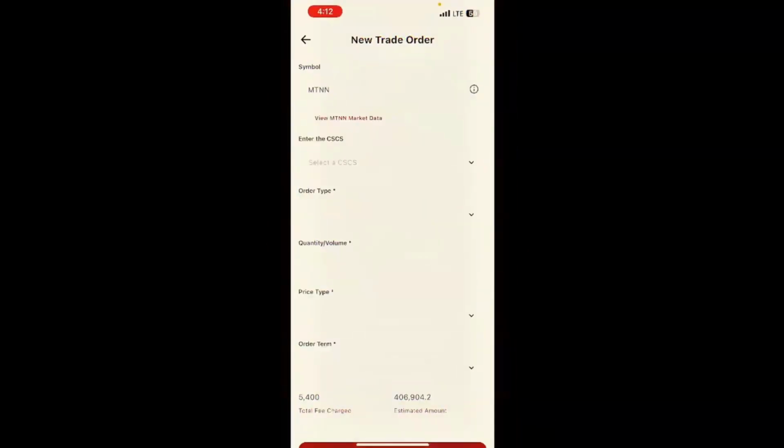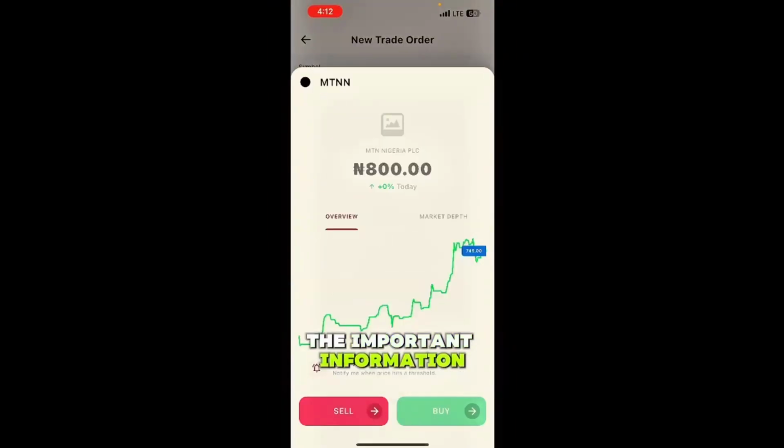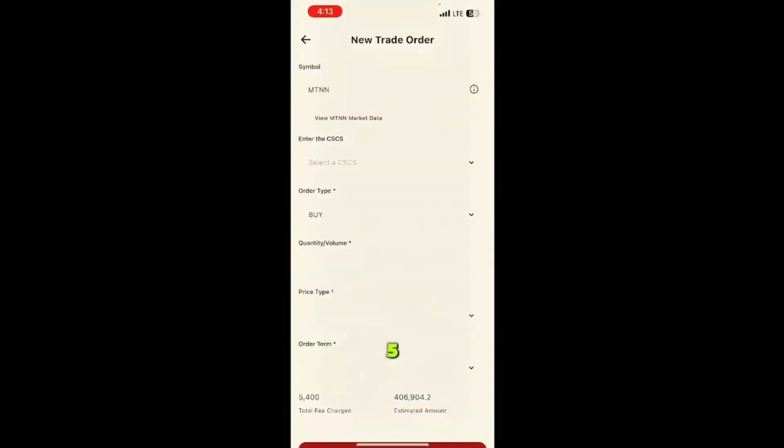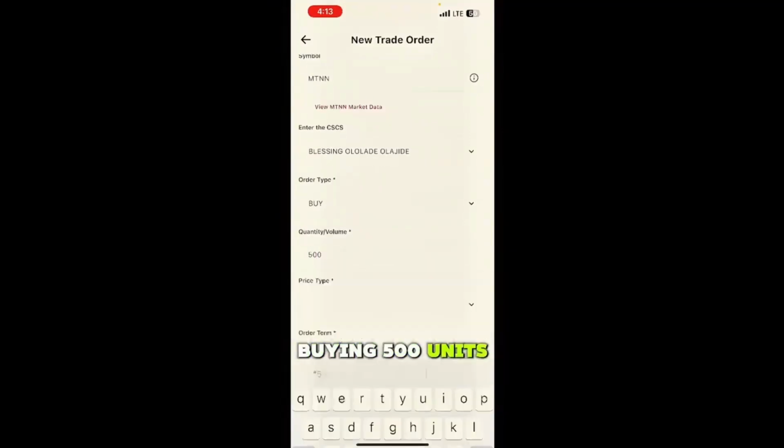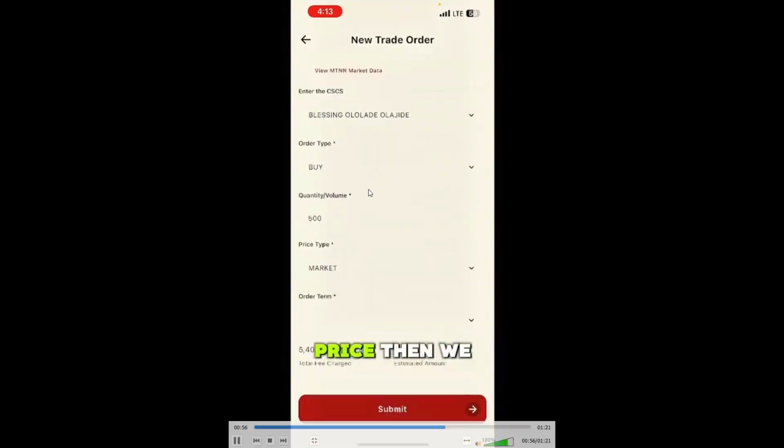Step 3. Click on the stock to view the important information and the current price, market performance, and company details. Step 4. Once you have decided to invest, click on the buy button. Step 5. Enter the amount of shares you want to buy. For example, we're buying 500 units of MTN shares at the market price. Then we proceed.